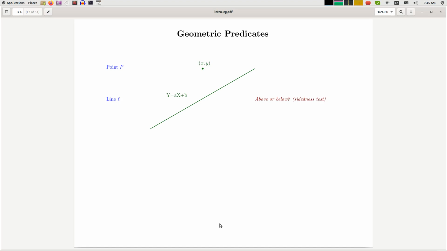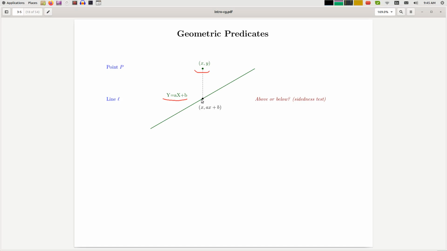So how do we do sidedness tests? Depending on how you represented the line and how you represented a point, the math that you need to use to decide whether the point is above or below is different. In this particular case, when the representation of the line is simple and the representation of the point is just x and y coordinates, this is quite simple.